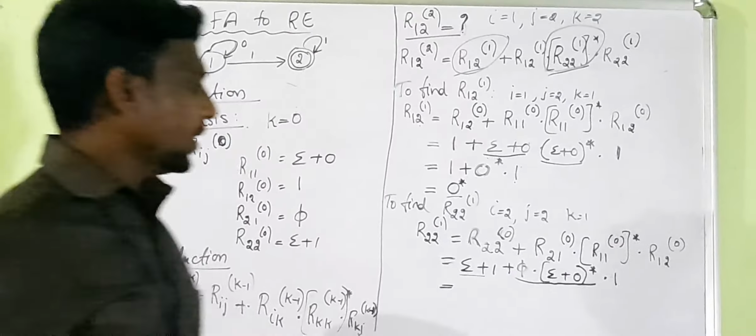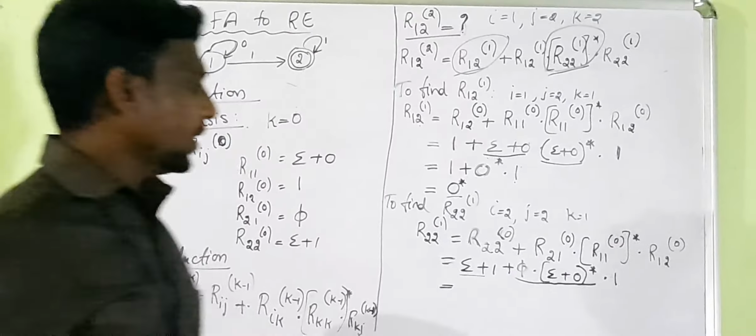Okay, so epsilon plus r equal to r. Epsilon plus r equal to r. So that is we will apply. See, here I will apply epsilon into r equal to pi into r equal to pi. Then epsilon plus r equal to r. So that rule I have to apply. So we will get r22 power 1 is 1. Okay, so I got r12 power 1 that is 0 star, and I got r22 power 1 that is 1. So I can apply from here.